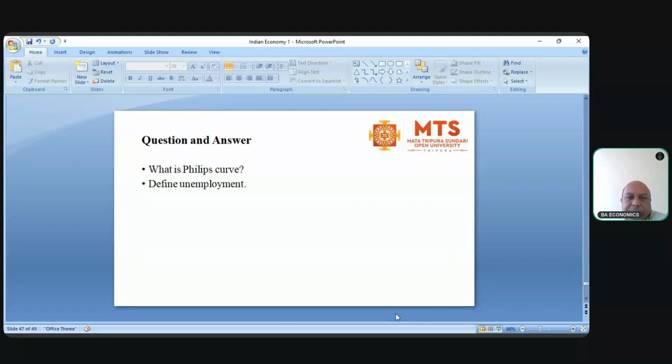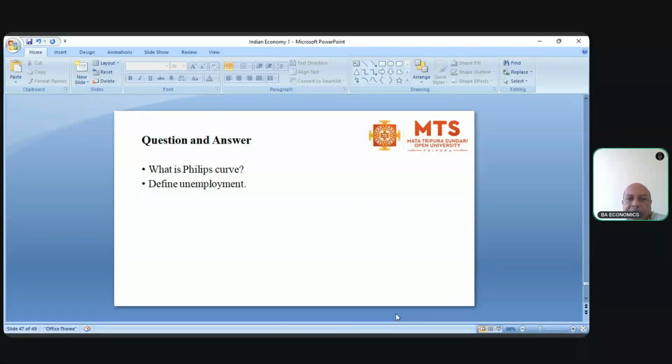So what is the Phillips curve? What is unemployment? I discussed that the Phillips curve shows the relation between the unemployment rate and the inflation rate. The relation is inverse. If one increases, then the other will decline. And the Phillips curve has a negative slope, downward from left to right. So this is the definition of the Phillips curve.